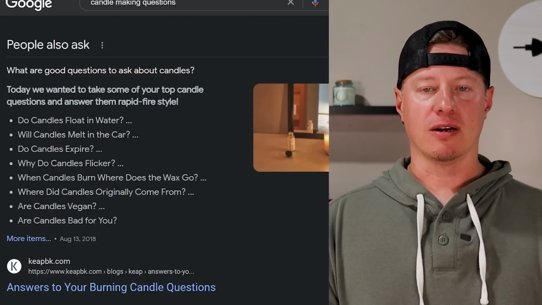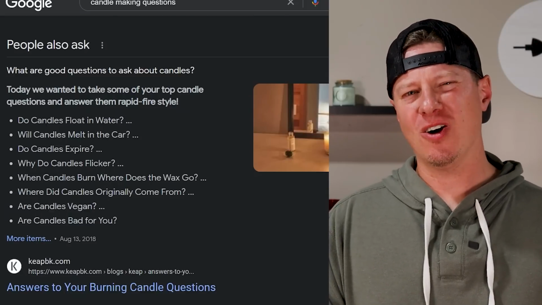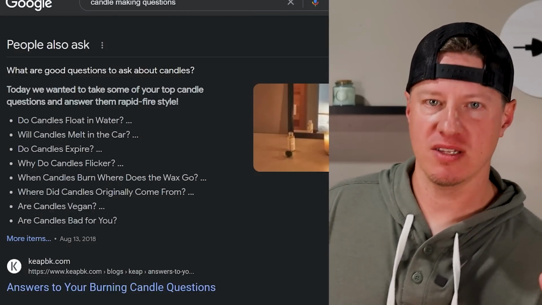Do candles expire? That's a really hard one to answer. There's some nuance here, so I'll try my best. In general, no, not really. Especially your standard traditional candles. Most of your paraffin and parasoy candles don't really expire. In fact, a lot of candles just get stronger as they sit around. So no, in that sense.